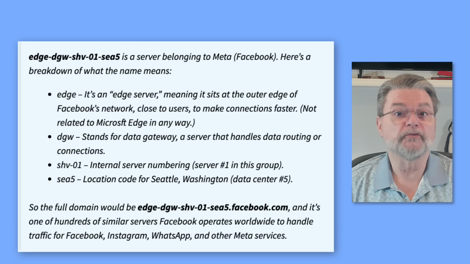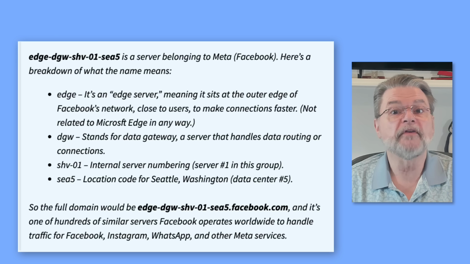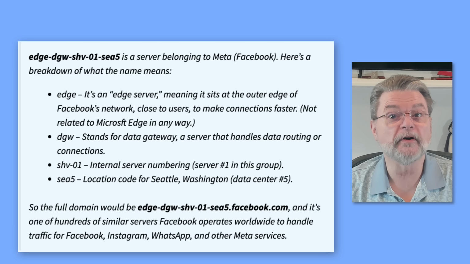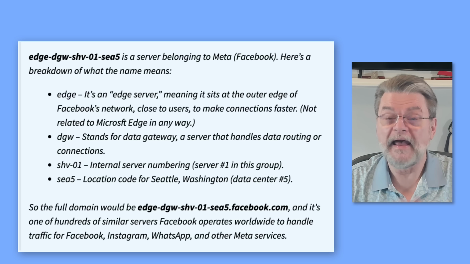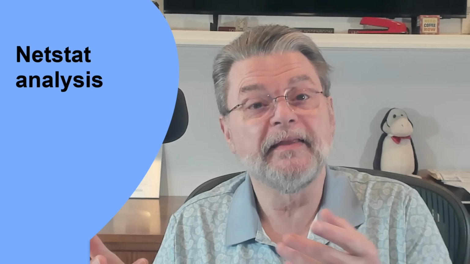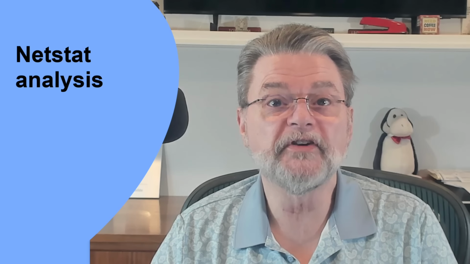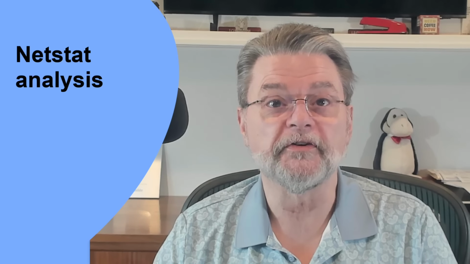So, the full domain would be edge-dgw-shv-01-SEA5.facebook.com. And it's one of hundreds of similar servers Facebook operates worldwide to handle traffic for Facebook, Instagram, WhatsApp, and other Meta services. In other words, on that machine, at that time, my Chrome browser had an open connection to Facebook. The information out of Netstat is pretty dense, and understanding each connection can take significant research.